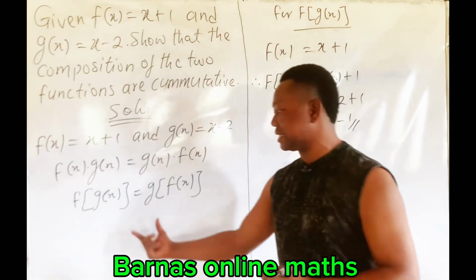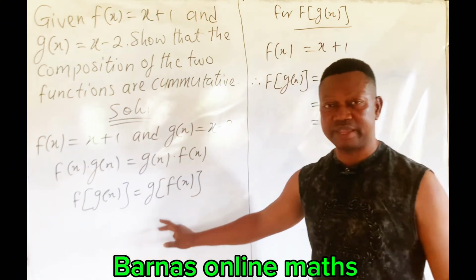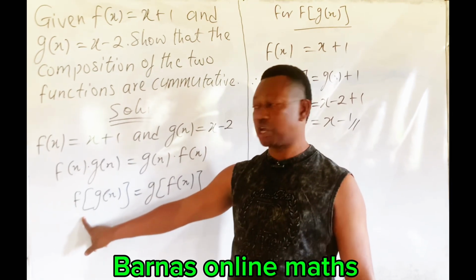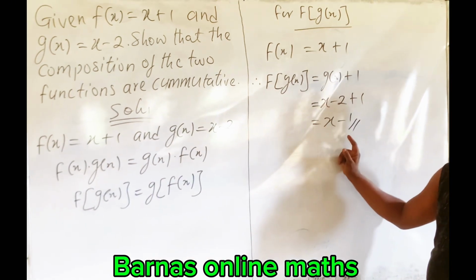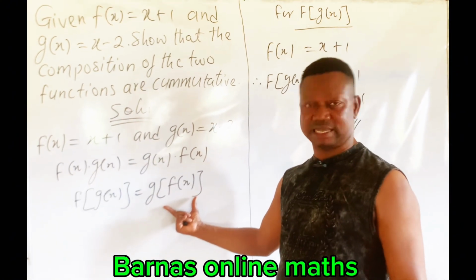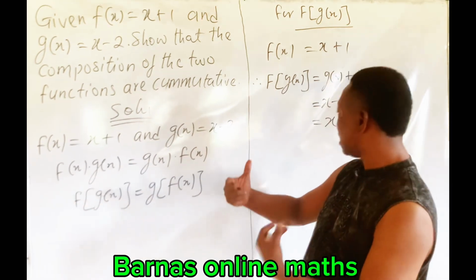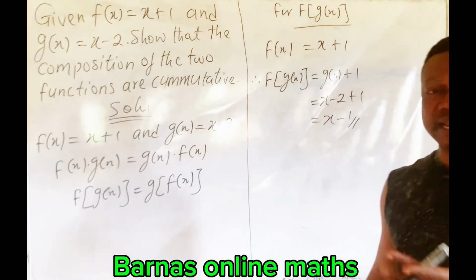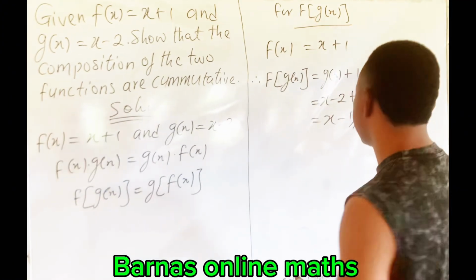Remember, we are trying to show that the left hand side, which is f of g of x, must be equal to the right hand side, g of f of x. So we have found the solution of the left hand side, f of g of x, to be x minus 1. Next is to find the solution of the right hand side. If the solution of the left hand side gives us the same solution as the right hand side, we now conclude that the functions f of x and g of x are commutative.